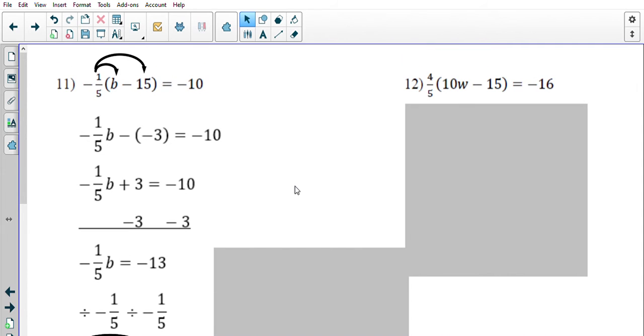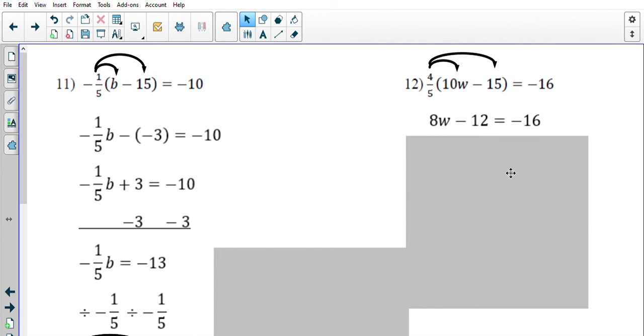All right, let's take a look at number 12. Let's distribute this 4/5 into the parentheses. We do 4/5 times 10w and 4/5 times 15. So this is going to get us 8w minus 12 equals negative 16. Even though we have that fraction to start, look at how much nicer this problem looks.